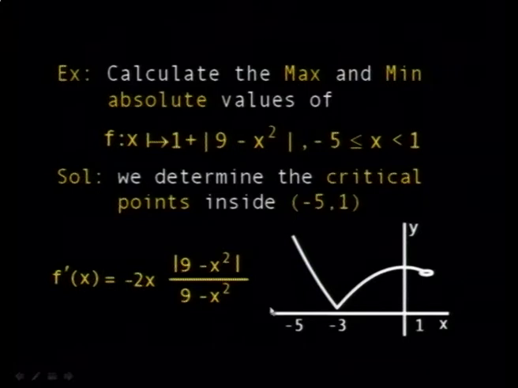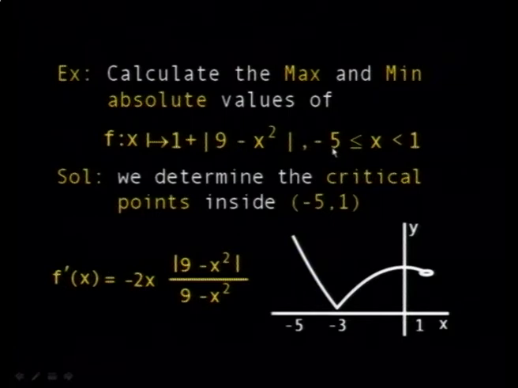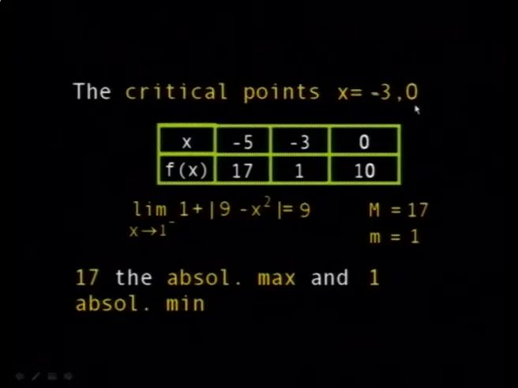And you have to check also the value of the function at the extreme point, which is minus 5, because this is the end of the interval. So we check at minus 5, and we check at the critical points, and we check the limit from the right-hand side. This is exactly what we do according to the test and the results that we have already explained. So here, the critical points are, as I said, minus 3 and 0.